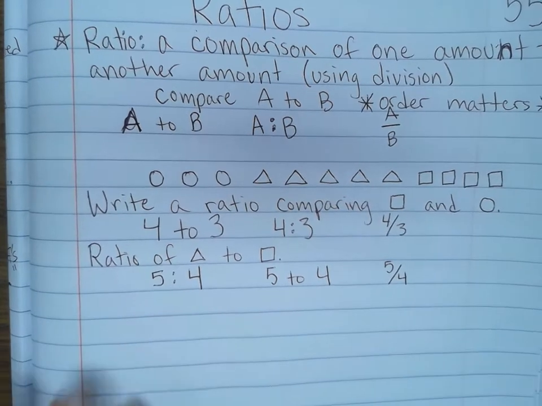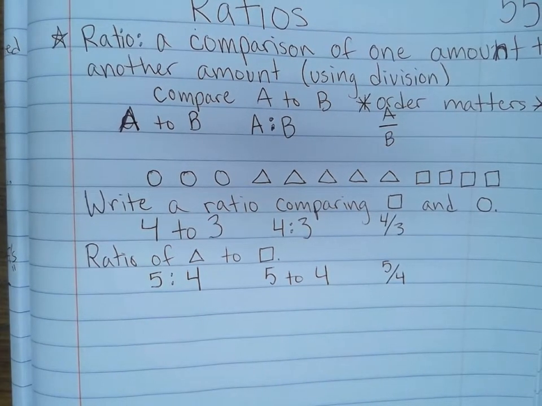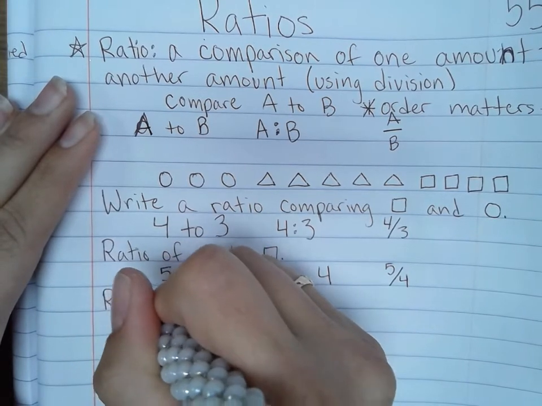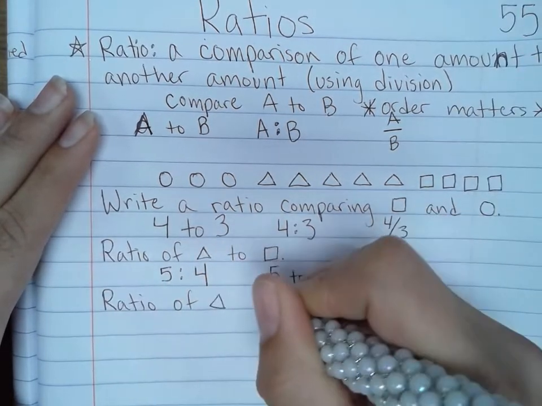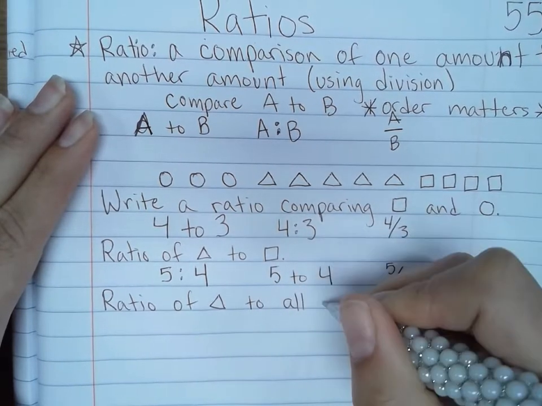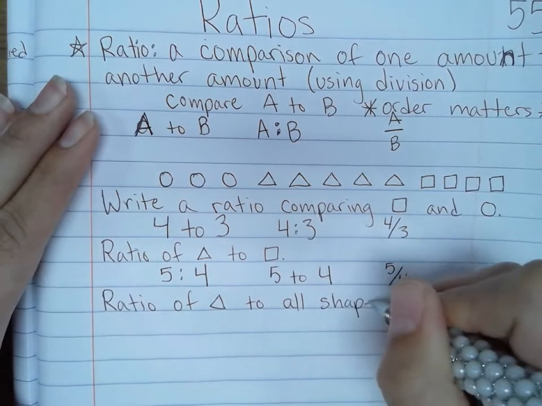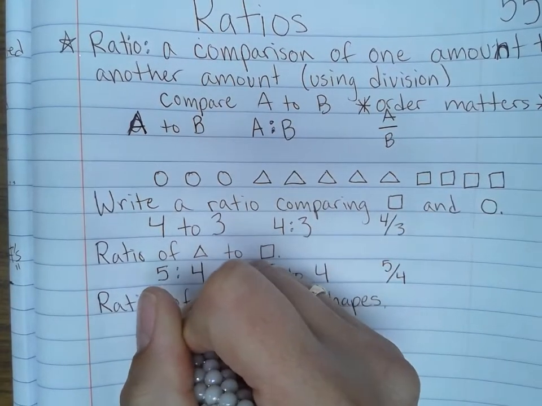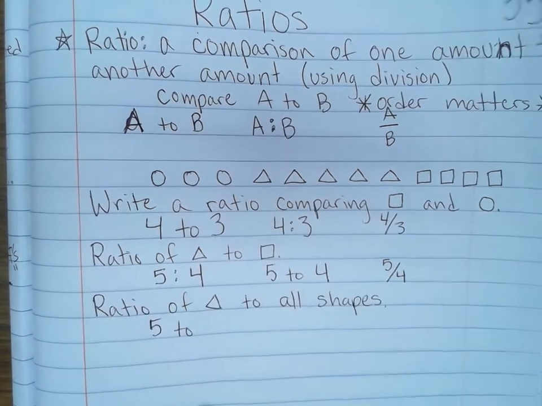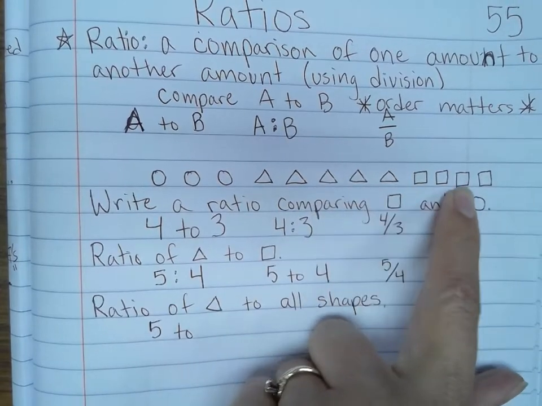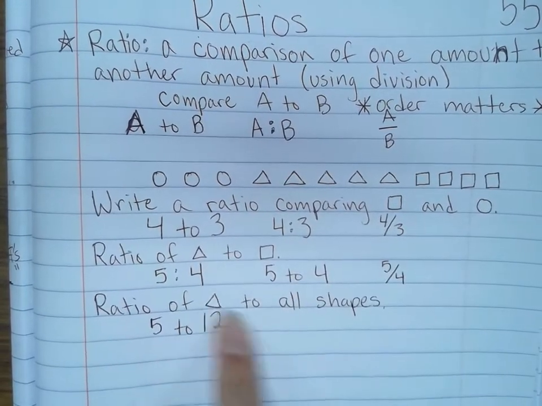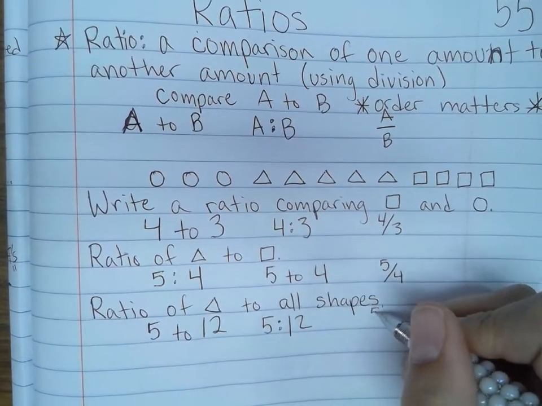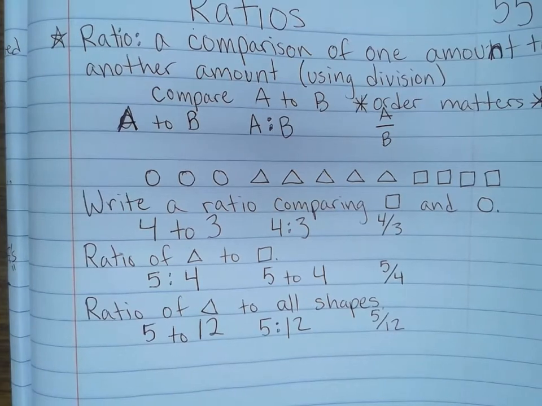Okay, sometimes it might ask you to compare, let's do triangles to all figures. The ratio of triangles to all objects, all shapes. In this case, we have five triangles. To how many objects do we have total? 1, 2, 3, 4, 5, 6, 7, 8, 9, 10, 11, 12. So this would be 5 to 12. Triangles to all shapes. 5:12, or 5/12. Here's your fraction of 5 out of 12 shapes.